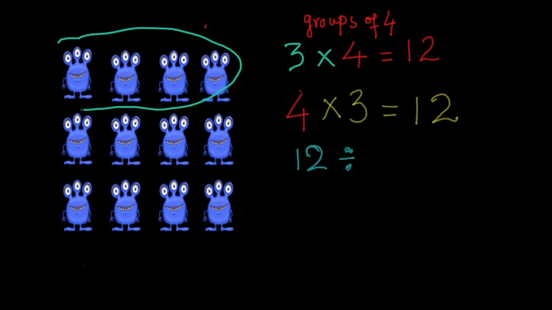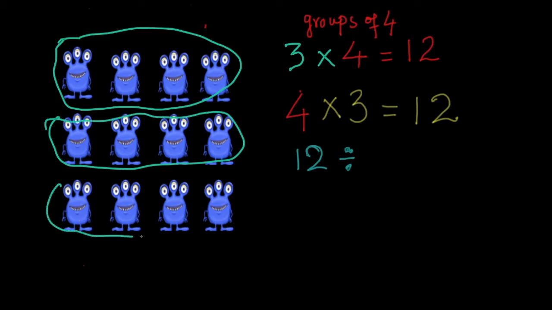This is going to be the first group. This is the second group. And this is the third group. Okay, we have made 1, 2, and 3. 3 groups. So we have divided these 12 aliens into 3 equal groups, and each group has the equal number of these aliens. So we have three groups. We can write 3 here.